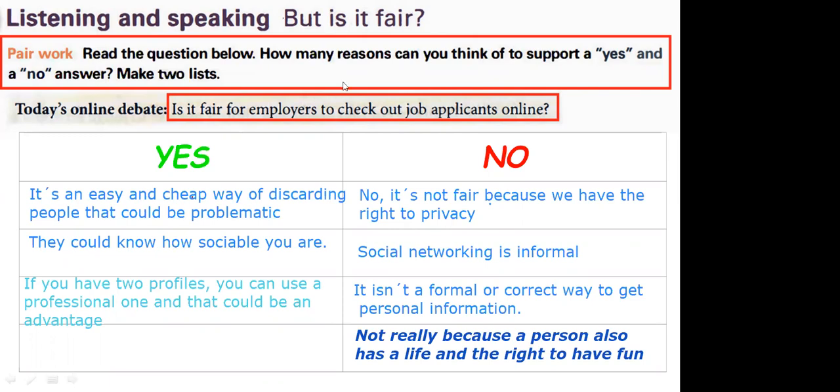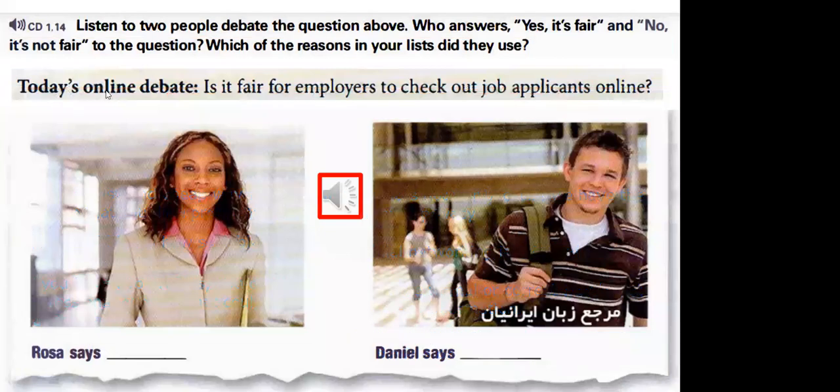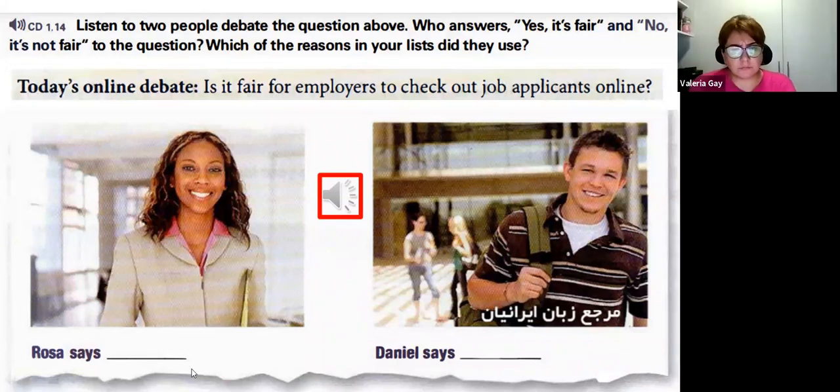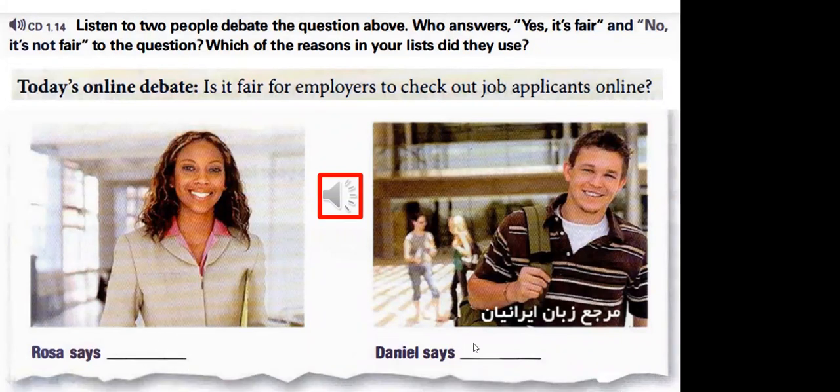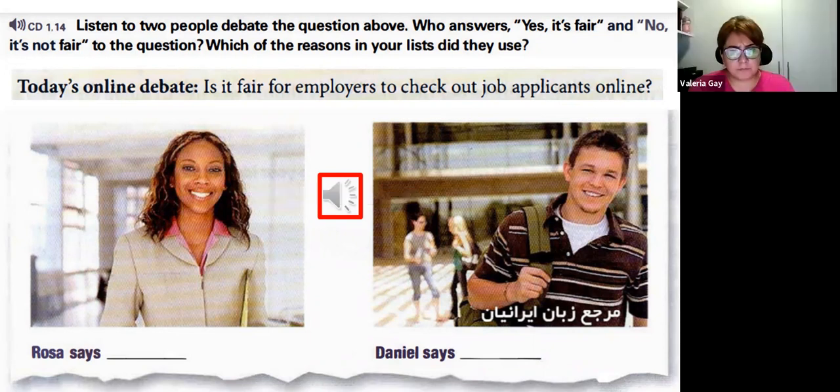No? We're going to check the next. Today's online debate: is it fair for employers to check out job applicants online? All you have to do is see if Rosa says yes or no, and if Daniel says yes or no. First, we only focus on whether they are against it or in favor of it. The second time, we listen to their reasons, okay? Did everybody understand the instructions? I hope so.